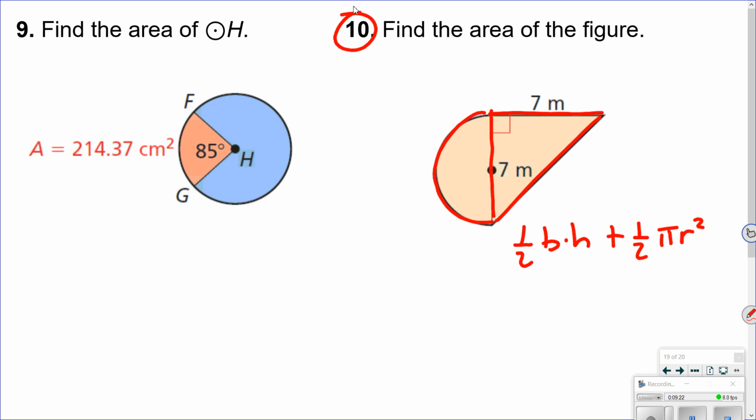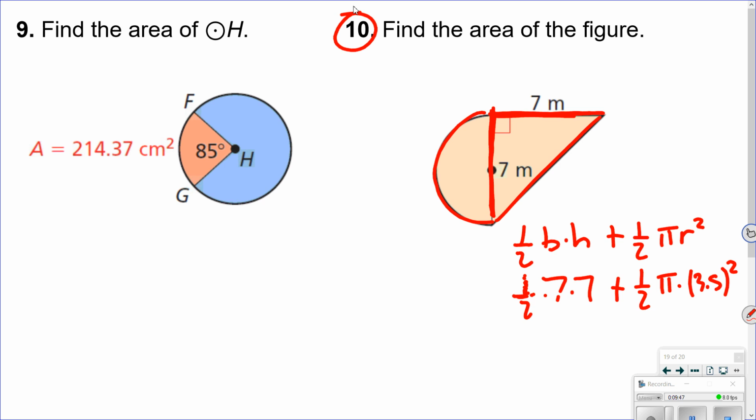If it's a right triangle, then one side is the base and the other side is the height. So it'd be 1/2 times 7 times 7. Sorry, my board's wigging out a little bit there. Plus 1/2 times pi. Just be careful, 7 is not the radius, 7 is the diameter, so I need to cut that in half. So 3.5 squared.